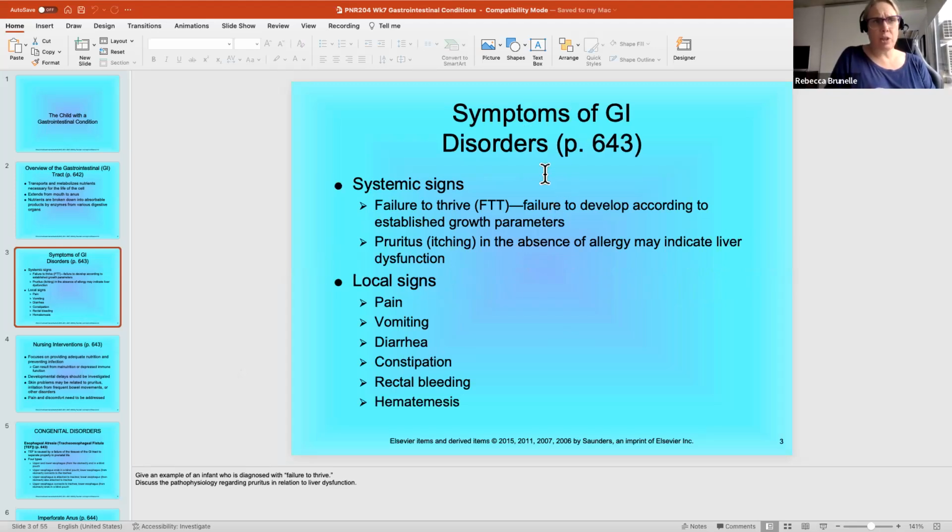Usually when we talk about GI disorders, we think mostly about local signs like pain in a certain area or problems with vomiting or diarrhea. But there are some systemic signs. Systemic just means something that you see throughout your body. So a systemic sign of problems with your GI tract could be failure to thrive. And sometimes people have problems with itching throughout their body. This can be related to liver dysfunction. So if you're having widespread itching and it's not known why, it could actually be related to your GI tract.